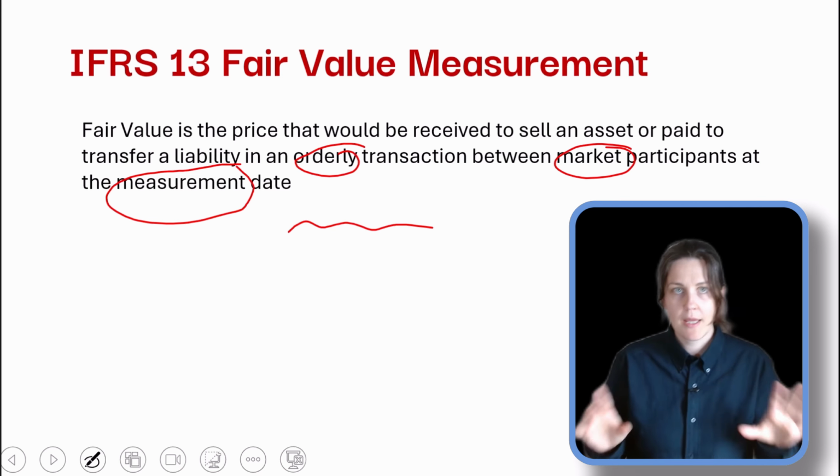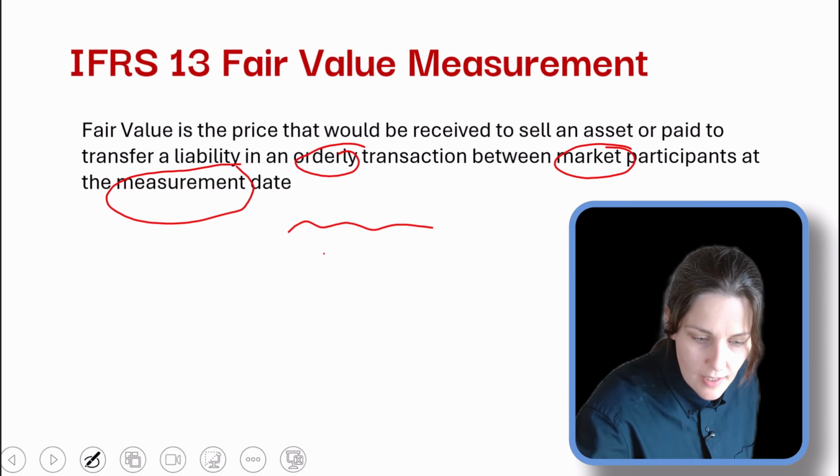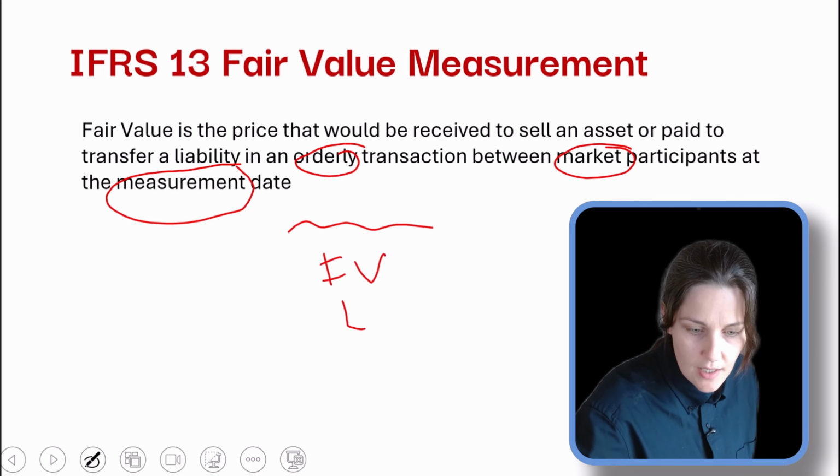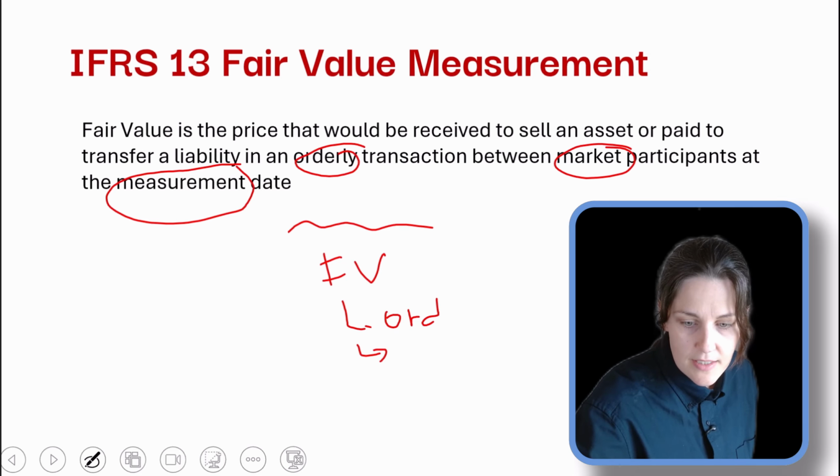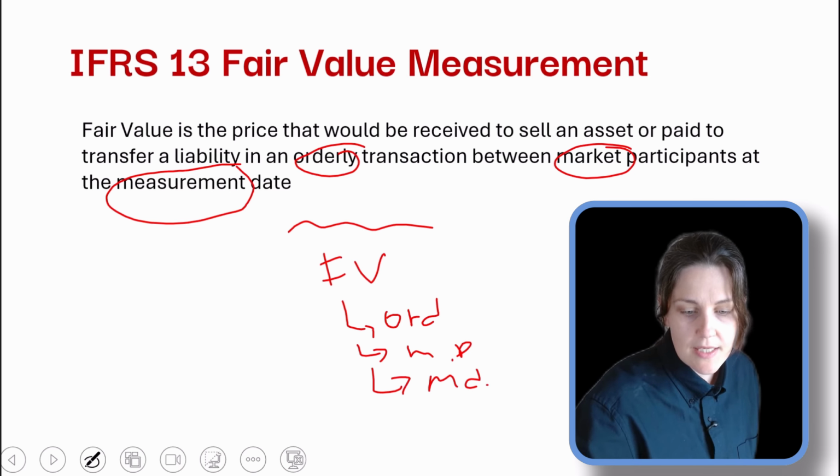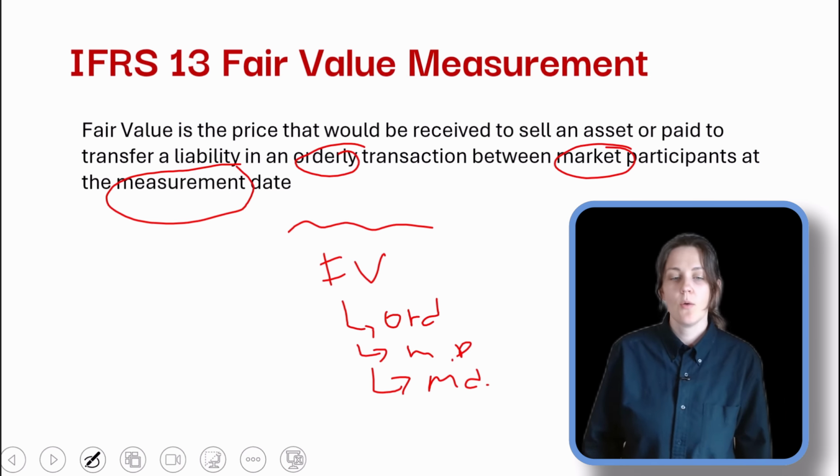If I were to make a mind map, I would do it like that. I would say fair value and I would say orderly. Then I would say that it's market participant. And I would say that this is measurement date. And that is what I would challenge.